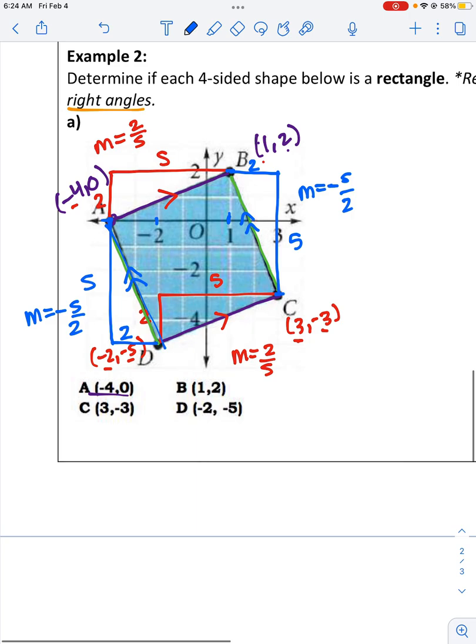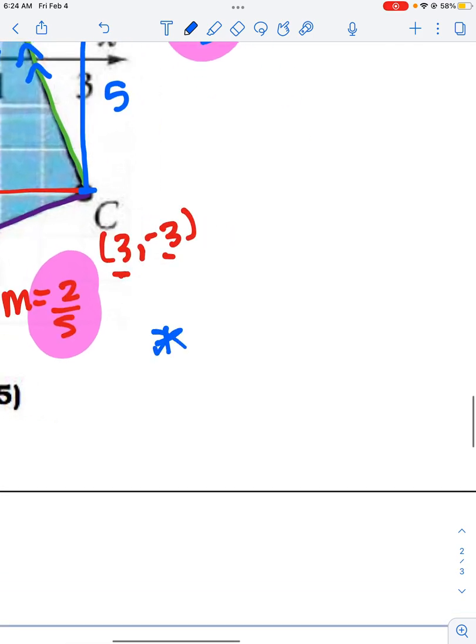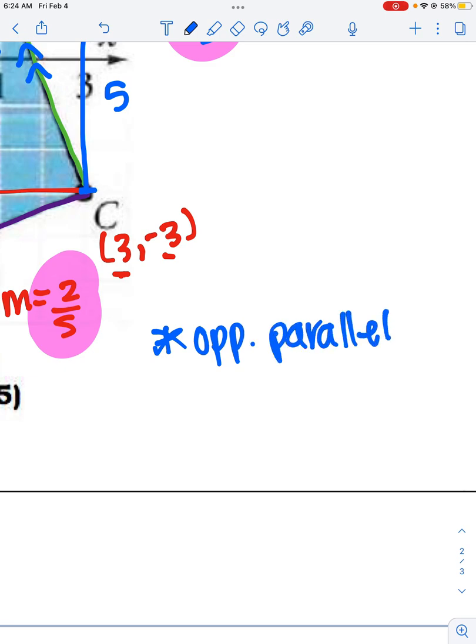And then I can also see from those same slopes, -5/2 and 2/5. One's positive, one's negative, and the rise and run are flipped, so 2/5 versus 5/2. So I've met opposite sides parallel. Make like a little checkbox. Check, and 90-degree angles.